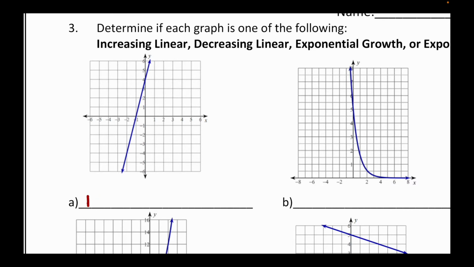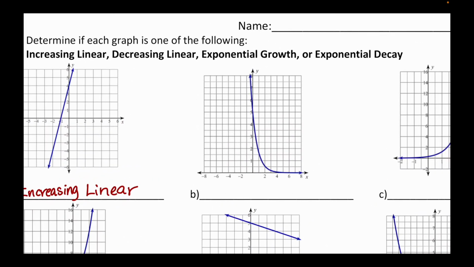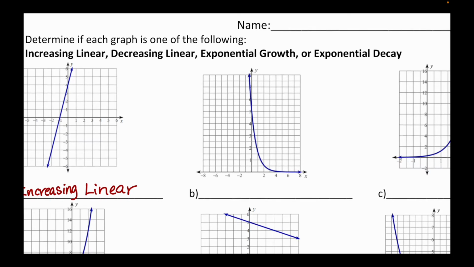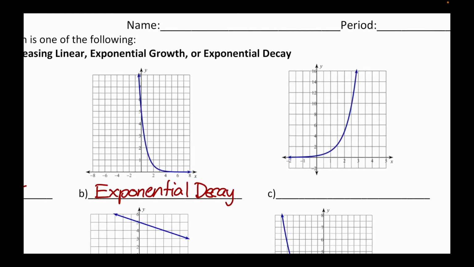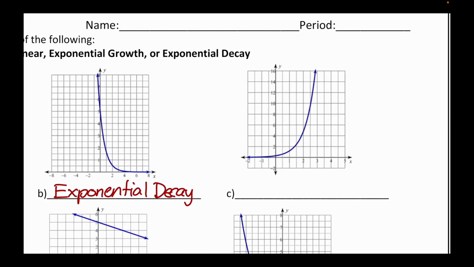I'll use my thinner marker. For B, this is definitely exponential, but we have to decide, is it growth or decay? Since it's starting up higher and then going closer to 0, we're going to say it's exponential decay. For our third one, this is exponential again, but it's going the opposite direction. It's starting slow and then it's gaining speed. So this is exponential growth.